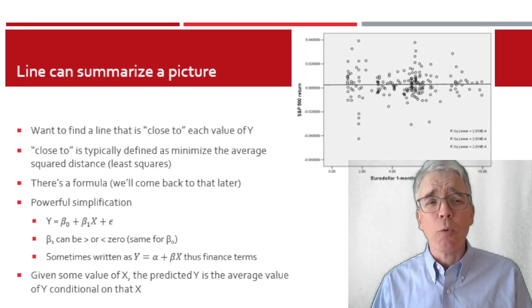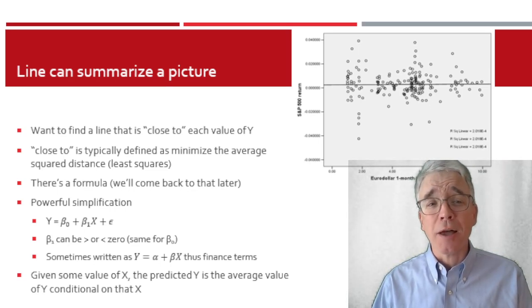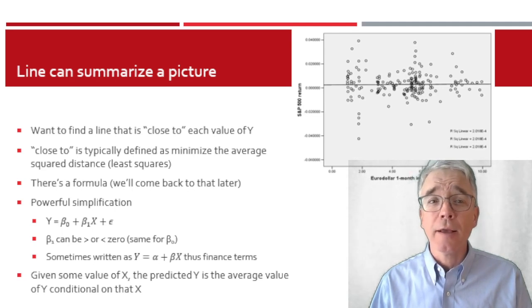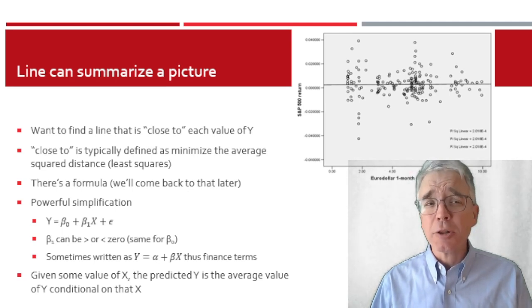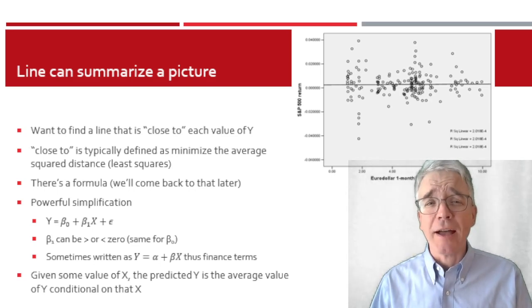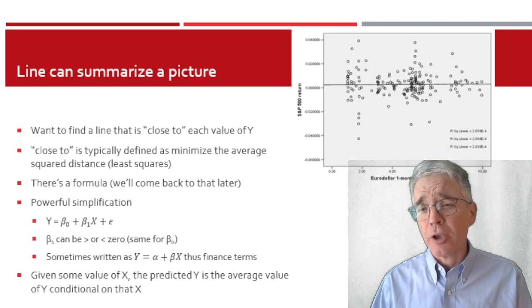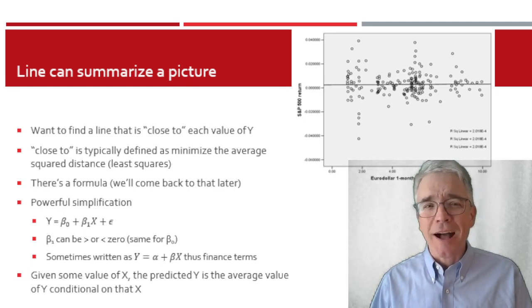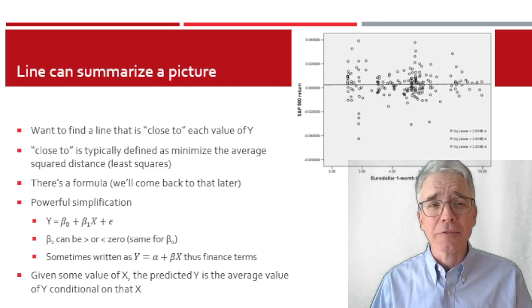We want to find a way to say how well a simple line can represent a whole collection of data points. A line can be a way to summarize the whole collection of dots in a much more efficient way. I want to find a line that's close to each value of y. Now, close to is typically defined as minimizing the average squared vertical distance. That's why it's called least squares. That's the LS part of OLS. The ordinary, common, the one we come back to again and again and again, that's the O in OLS.